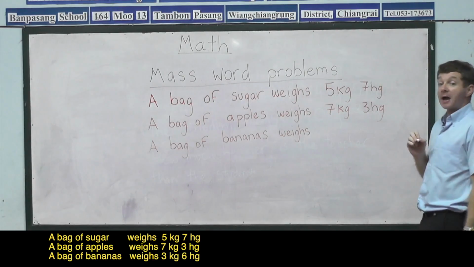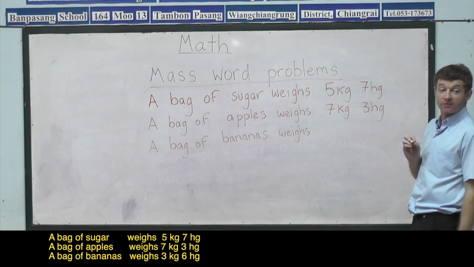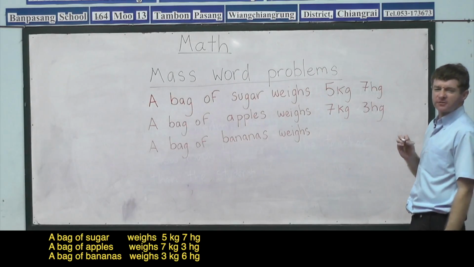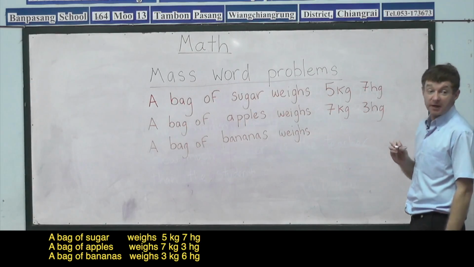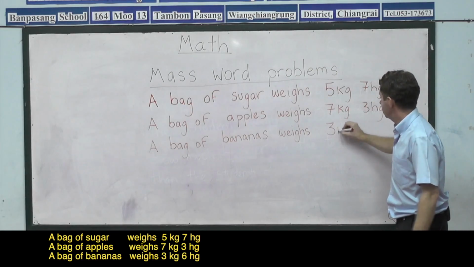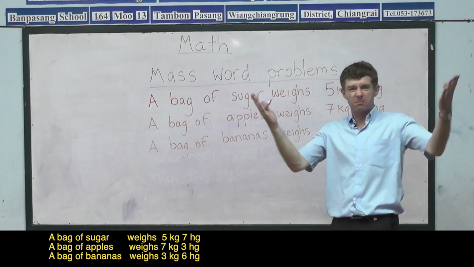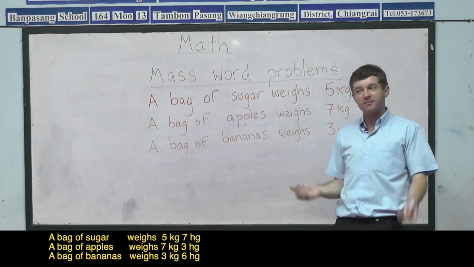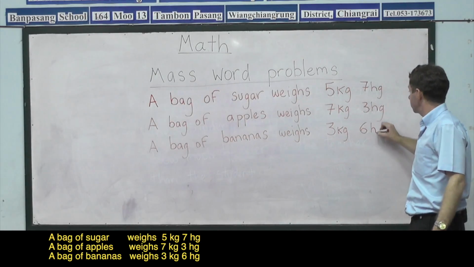How much does our bag of bananas weigh? How many kilograms first? 2. Bag of bananas, how many kilograms? 3. 3 kilograms, okay. 3 kilograms, how many hectograms? Big number. Less than 10, but higher than 5. 6. We'll use 6.